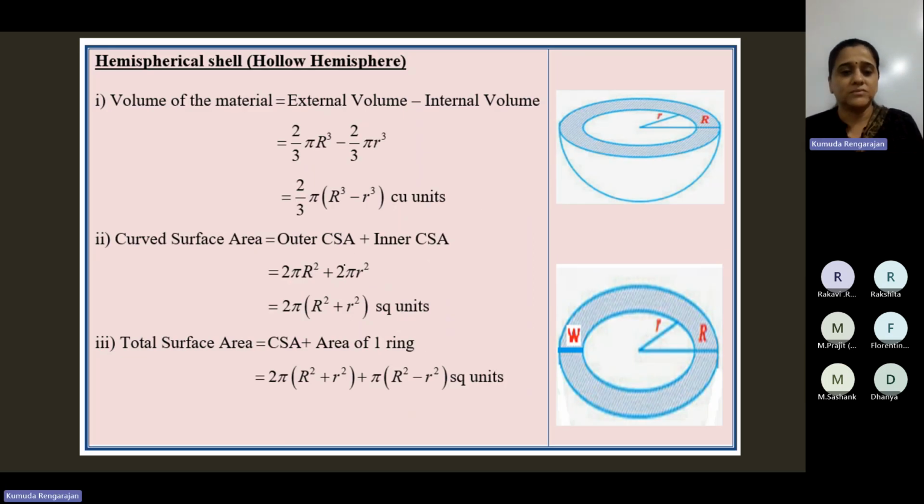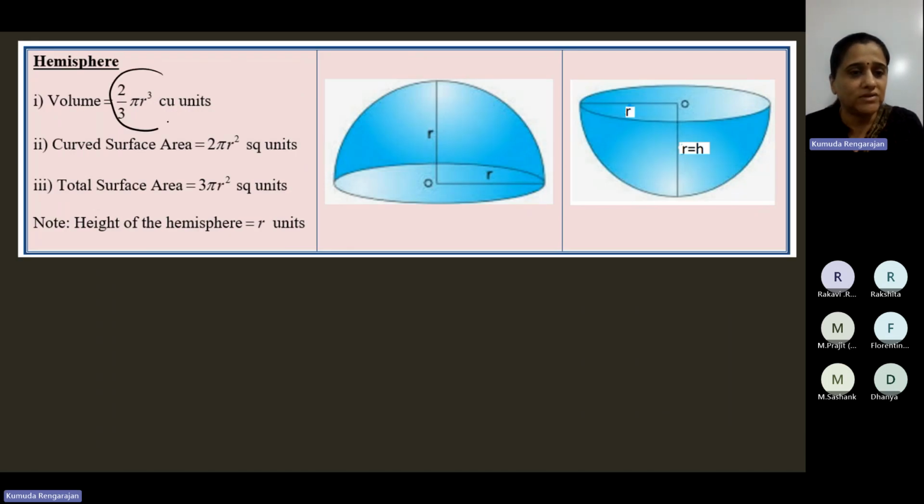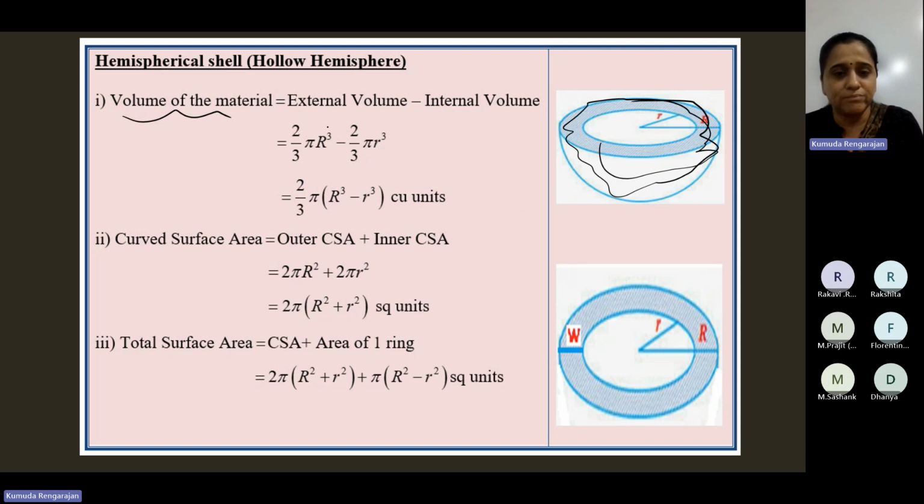So you can see here, all this you can now understand. And now the volume of this material will be external volume minus internal volume. The volume formula is 2 by 3 pi r cube. So 2 by 3 pi capital R cube minus 2 by 3 pi small r cube. On taking 2 by 3 pi common, you'll get R cube minus r cube.